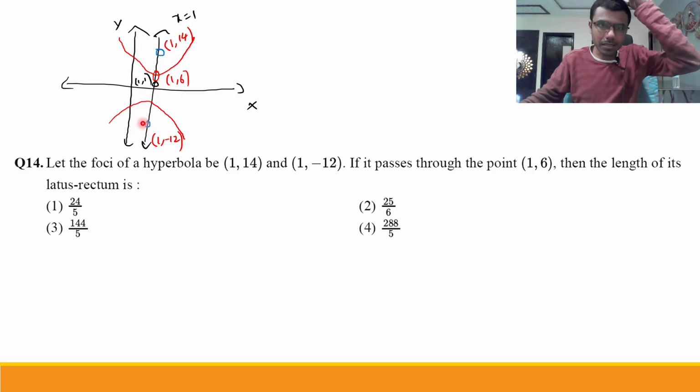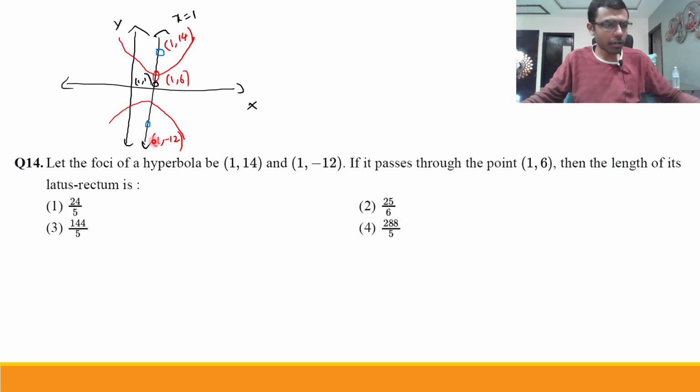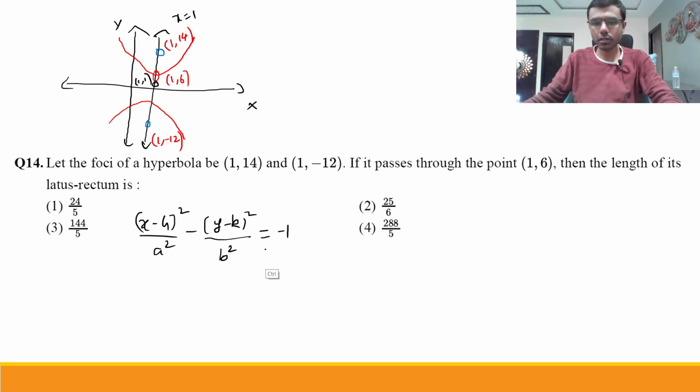Now, what is the distance between the two foci? Since it is like this, the equation of the hyperbola would be something like (x minus h) whole square by a square minus (y minus k) whole square by b square equal to minus 1. If it had been like this, then it would have been equal to plus 1. If you are from the south states, you might be more familiar with (y minus k) whole square by b square minus (x minus h) whole square by a square equal to plus 1.